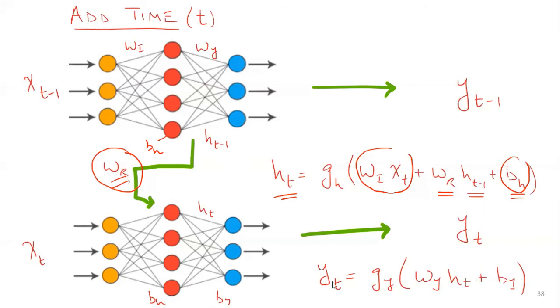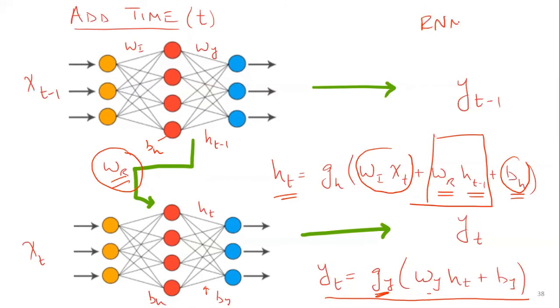If you look at the output Y, the output Y has not changed. The output Y is simply equal to WY, the weights over here, multiplied by H of T, plus BY. So there is this small change. This is the small change that we've made in order to create what is referred to as recurrent neural networks.